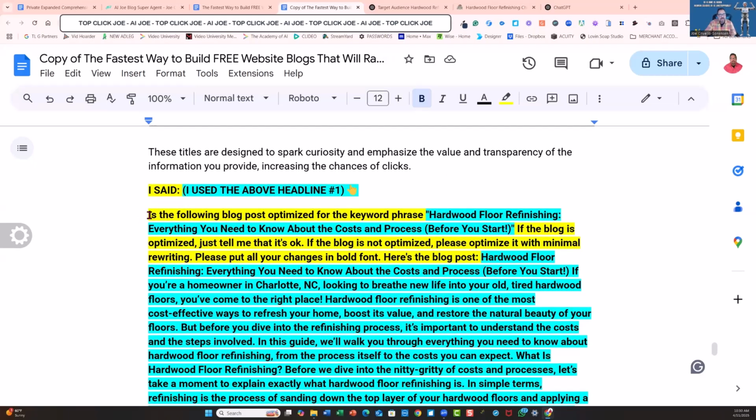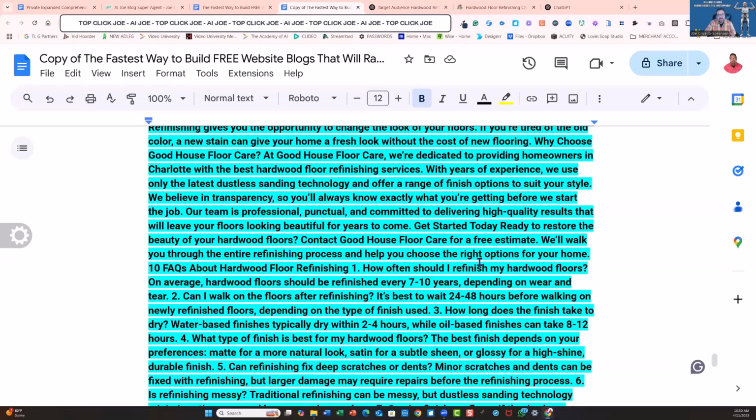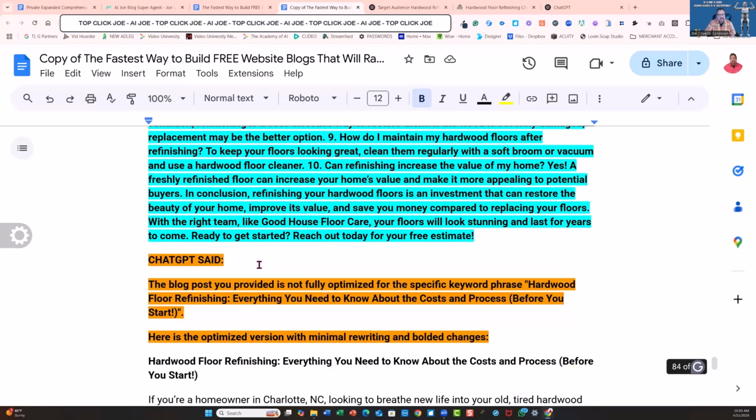So now I'm going to change it. Is the following blog post optimized for the keyword phrase? Now look, I added before you start in here. If the blog is optimized, just tell me it's okay. I don't need anything else. If the blog is not optimized, please optimize it with minimal rewriting. All this in the blue right here is the blog post. I copied the blog above, I put it in here, and I got this.